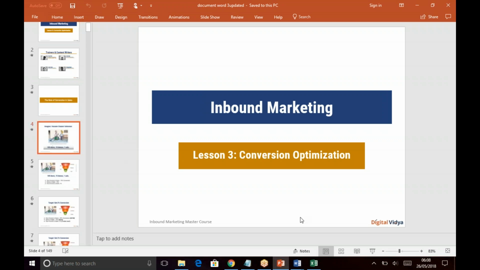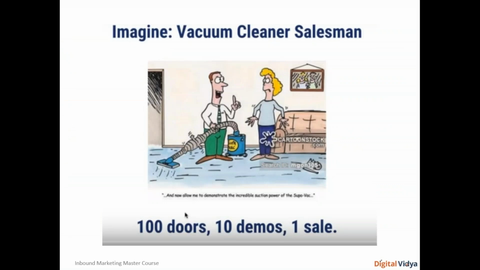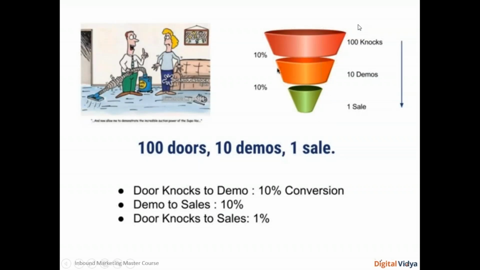So it's pretty straightforward, guys. The concept of conversion. In real life, let's look at this guy, Ram. He has to sell vacuum cleaners, and his target is to make one sale every day. So he knocks on 100 doors. He ends up giving 10 demos, and essentially he makes one sale. So his conversion rate is 1%. But there are two more conversions happening: door to demo, demo to sale. Door to demo conversion is 10%. Demo to sale is 10%, right?